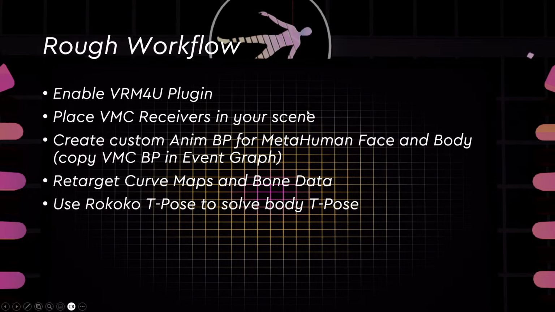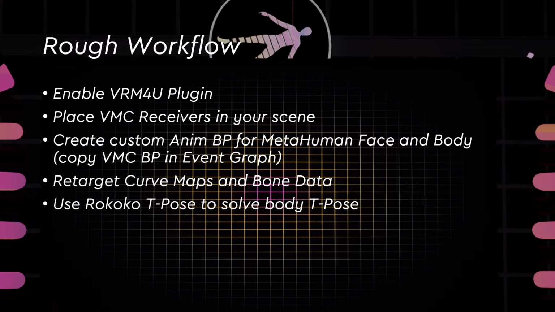And the rough workflow for today is that you'll probably need a few things in your project. If you want a quick setup, feel free to just clone our GitHub project, of course, but if you were to build this from scratch, this is a rough workflow for you to get to where I am at the moment. You'll first need to enable the VRM4U plugin. This is also a custom plugin on GitHub that you can download that's built for using VRM characters in your project. You'll then find these VMC receivers in this plugin content folder and drag them in your scene.